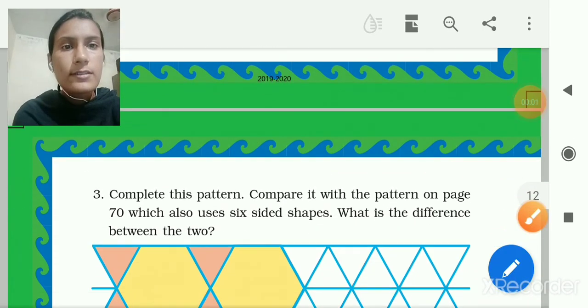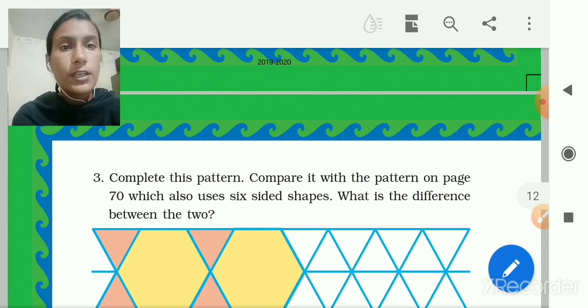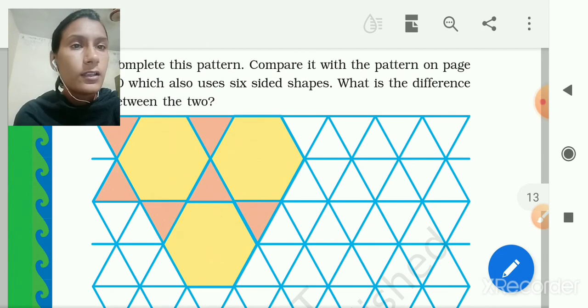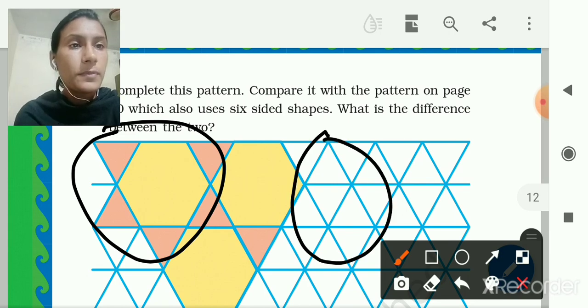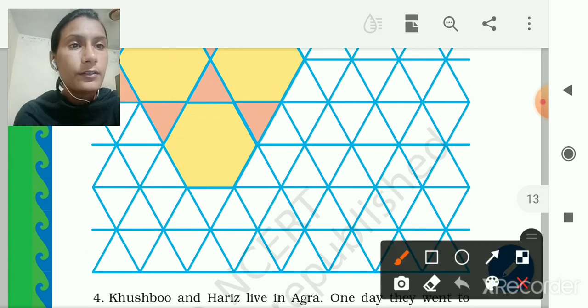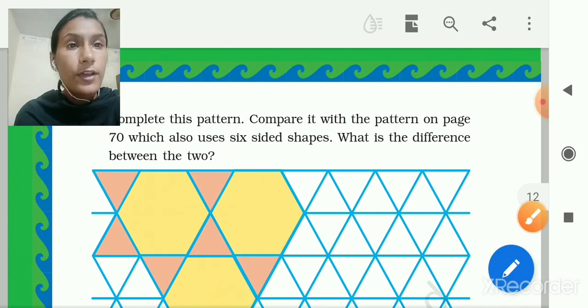The next one is: complete this pattern. Complete it with the pattern on page number 70, which also uses 6-sided shapes. What is the difference between the two? Here you have to complete this pattern, like this, in this place, and you have to compare this pattern with page number 70. It uses 6-sided shapes, and you have to find out what is the difference between the two.